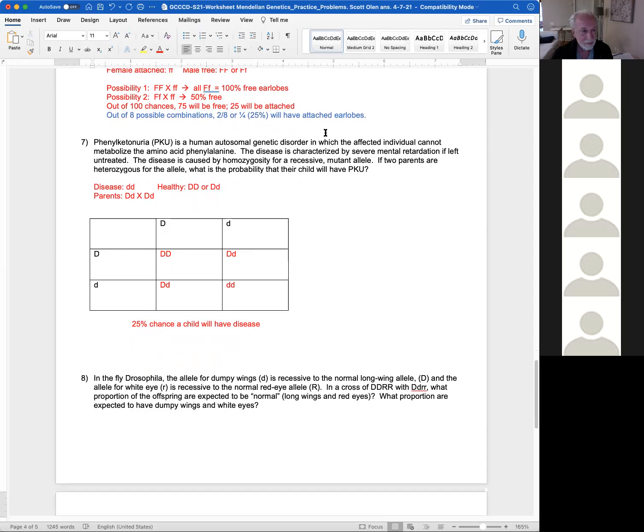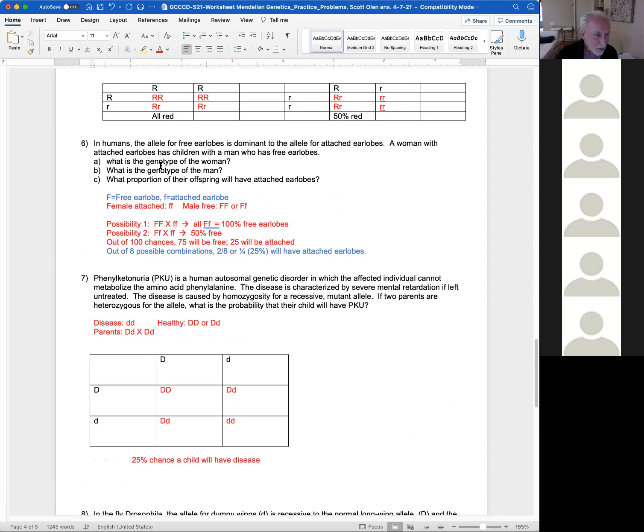Okay, we haven't done earlobes yet. So in humans, the allele for free earlobes is dominant to the allele for attached earlobes. And a woman with attached earlobes has children with a man who has free earlobes. So what is the genotype of the woman?